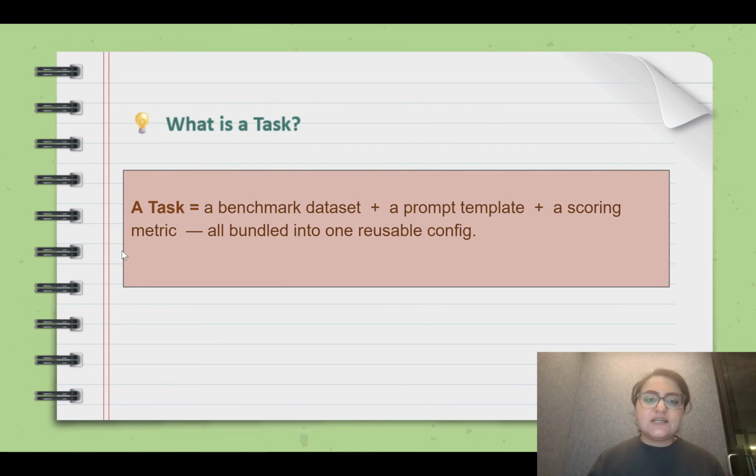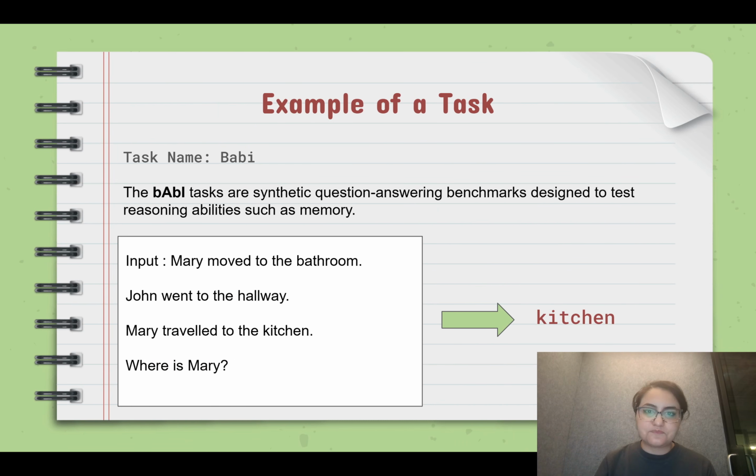So a task is a benchmark dataset, a prompt template, and a scoring metric, and all of them come together in a reusable config. Each task has a config file, and in that config file, you can see how to run that task. You will tell lm-eval-harness to run this task this way. I'll show you all these examples practically.